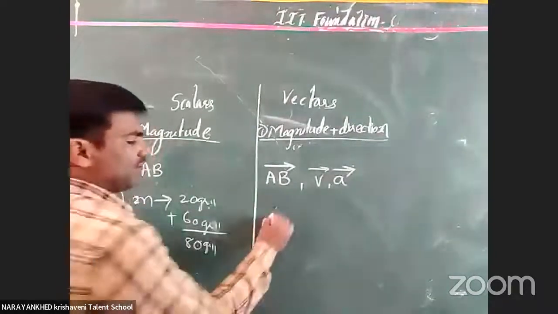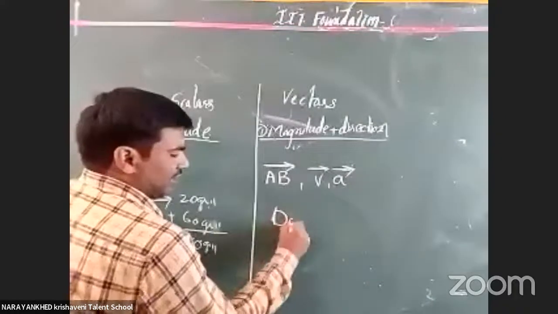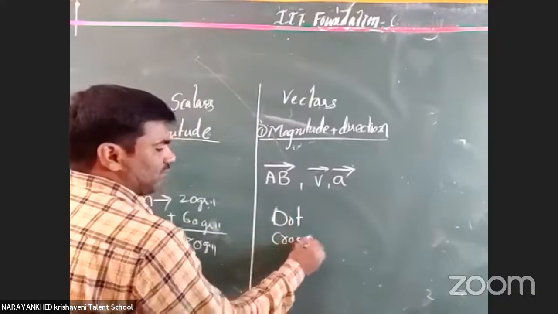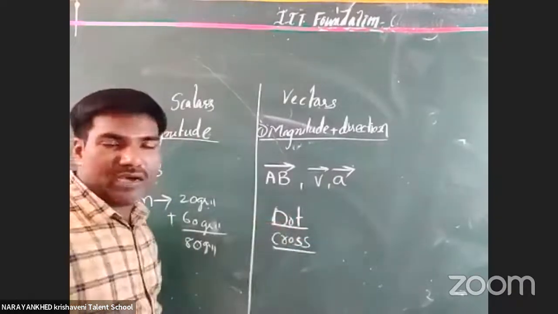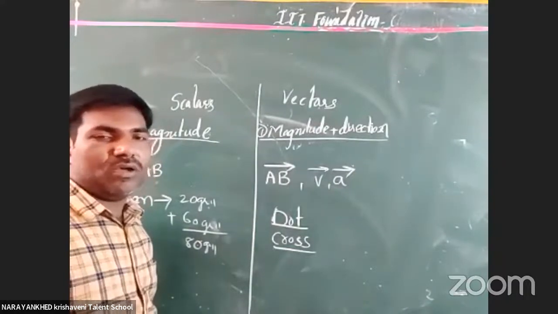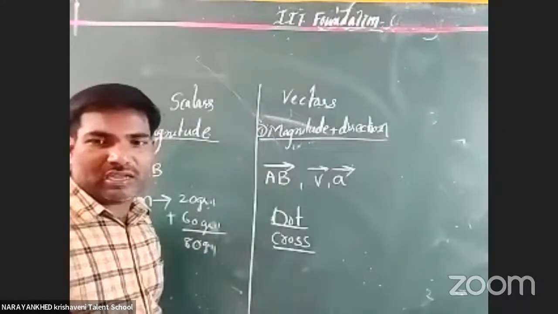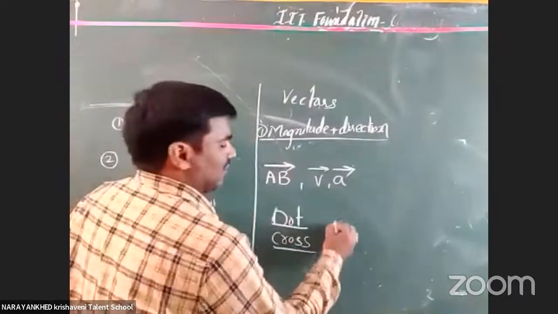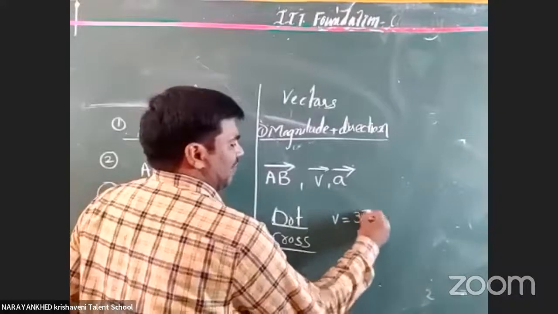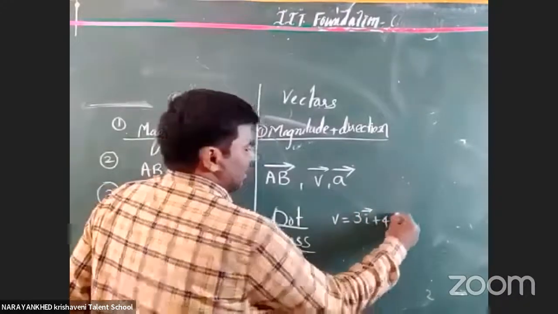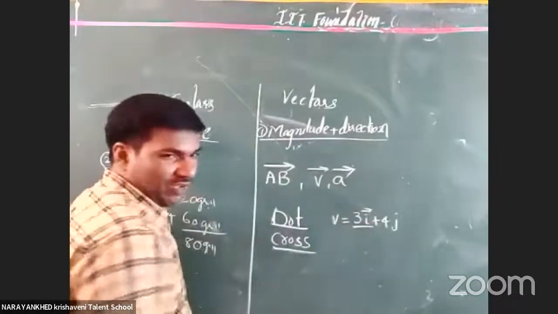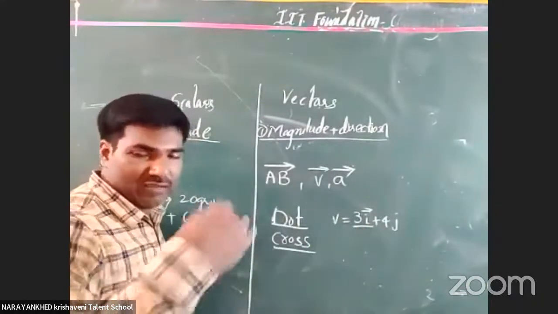And there are two products in vectors. One is the dot product, another one is the cross product. Dot product and cross product. In these, directions are taken into account. Generally, a vector is represented like this. Suppose velocity is written like this: 3i plus 4j. It is called a vector. The i indicates the direction of the vector along one axis.